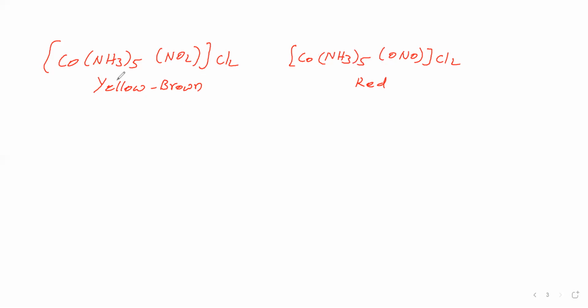Now here coordination number 6, therefore octahedral. Here central metal is cobalt. Cobalt is linked with the NO2. NO2 linkage is like this. In the NO2, nitrogen is bonded with the central metal, cobalt. ONO, like this. In this ligand, oxygen is linking with the cobalt.